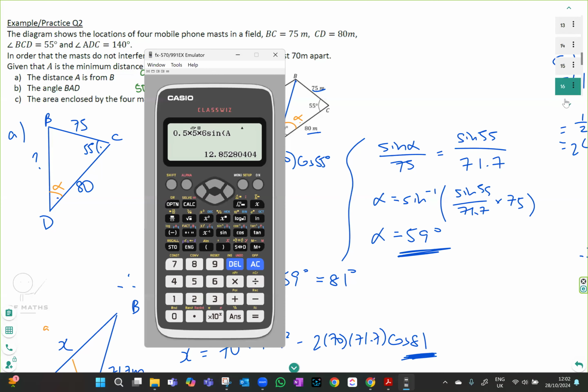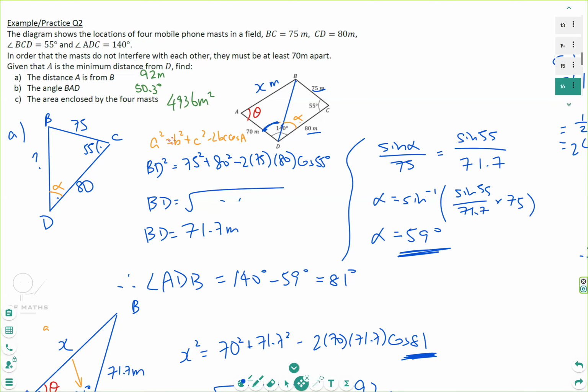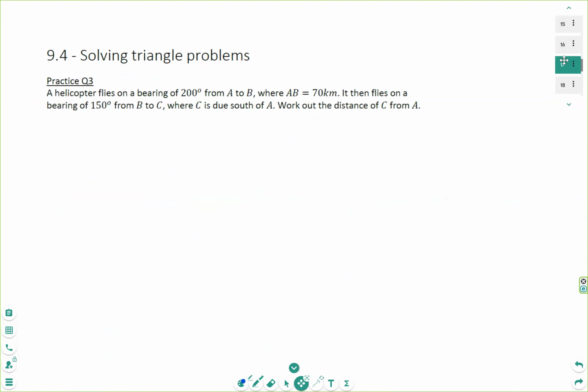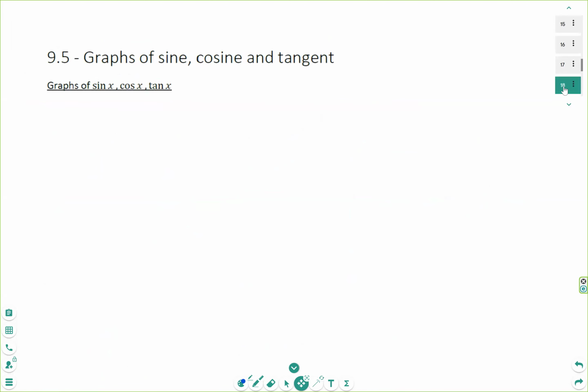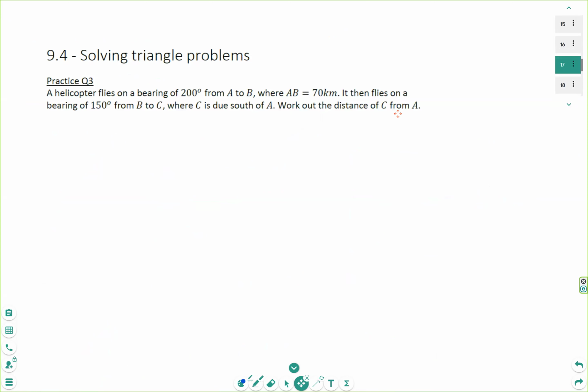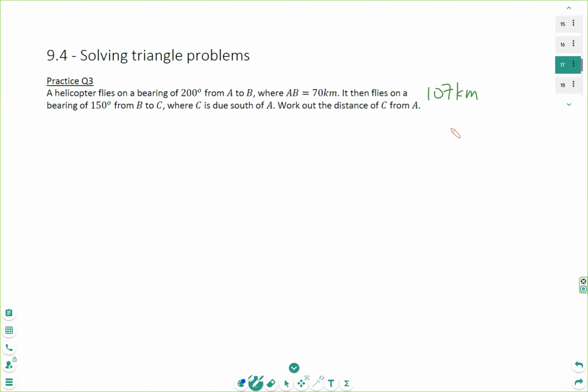Practice question 3. Pause the video. Have a go at the question. Is that the final one? Yep, that's the final one. Whenever you're done, you can play the video. So the final answer is 107 kilometers. If you got it right, well, good job. That's the end of the lesson for you. But if you don't, let's have a look.